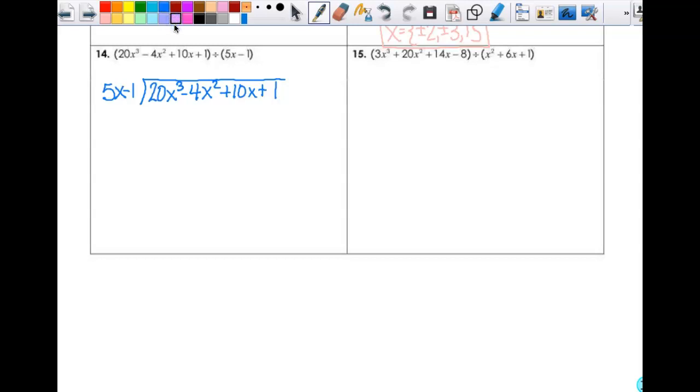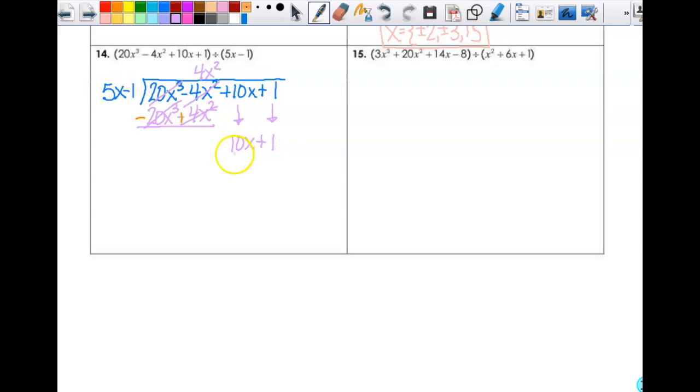All right, so then 5x goes into 20x cubed, 4x squared times. Then I multiply and I get 20x cubed minus 4x squared. Then I change the signs. Don't forget to change the signs. These zero out. These zero out. Okay? So I haven't done anything wrong. They just all zero out. So I have to bring down my 10x. And then I also have to go ahead and bring down my 1 since all that stuff zeroed out.